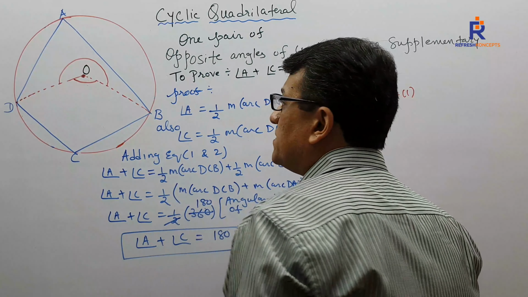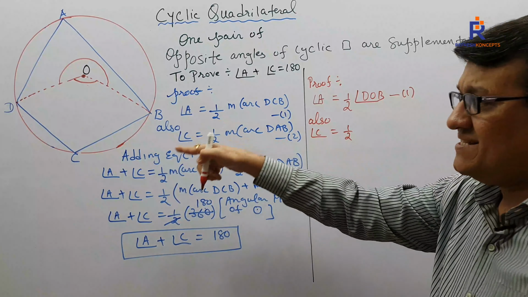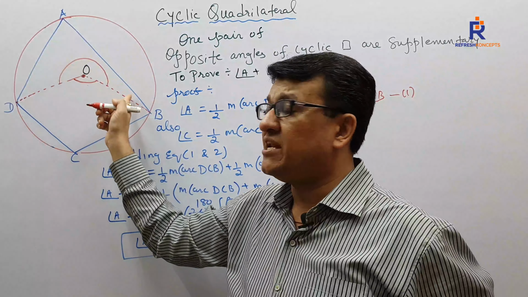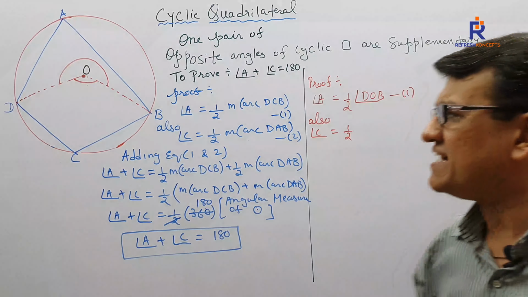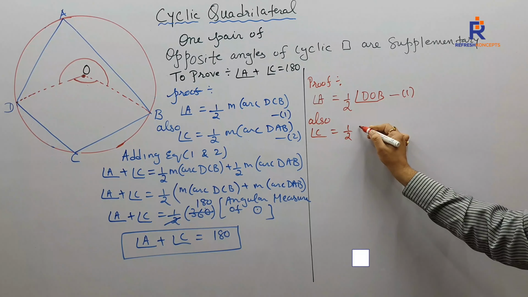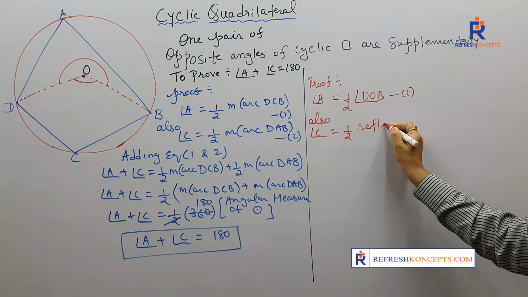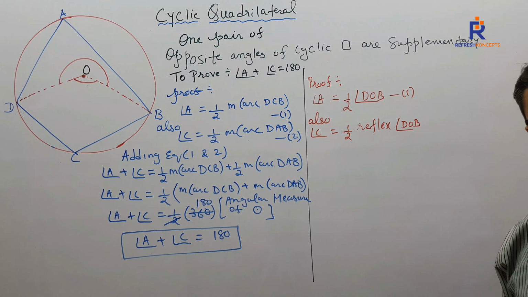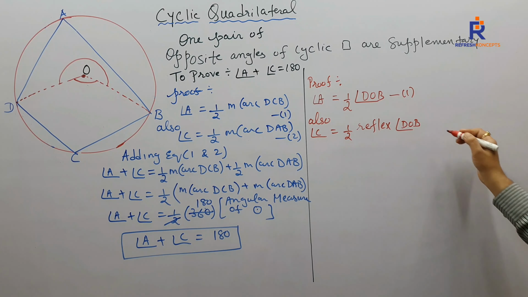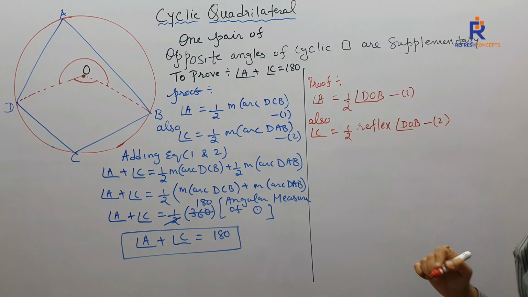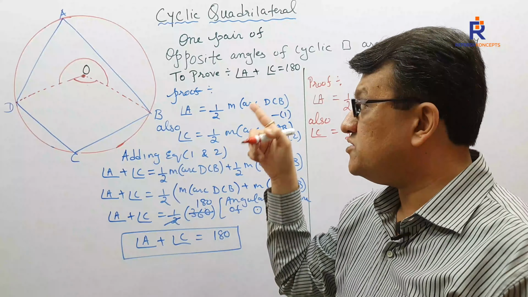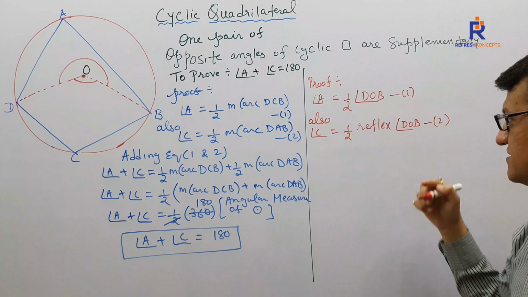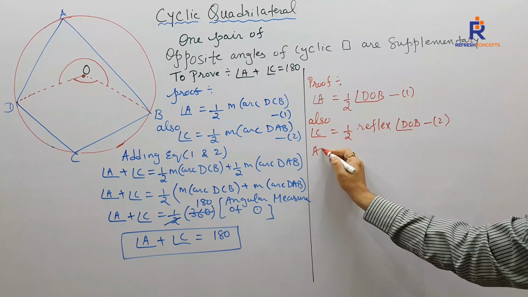So what I'm going to write over here: angle C is also half of, but this time we cannot say angle DOB, we have to use the word reflex angle DOB. Angle C is half of reflex angle DOB. Are you getting me? This is equation number 2. Once again I ask the question: what do you want? I want A plus C. That tells me adding equations 1 and 2.